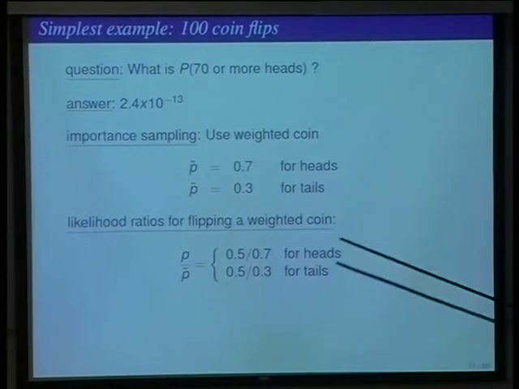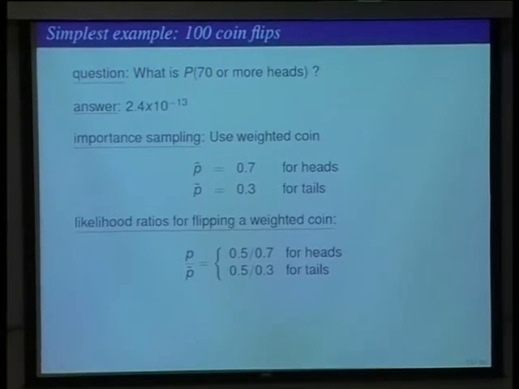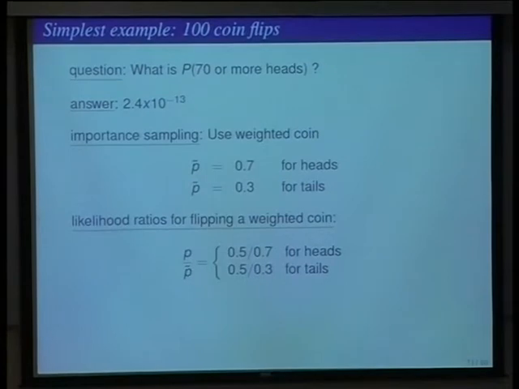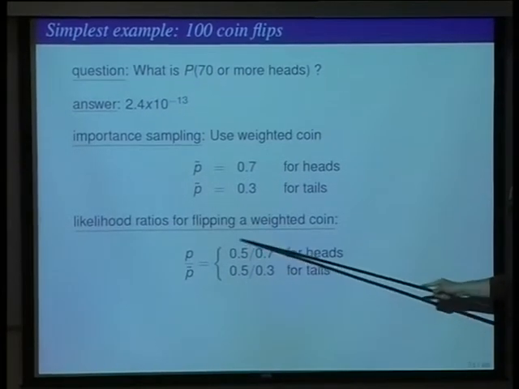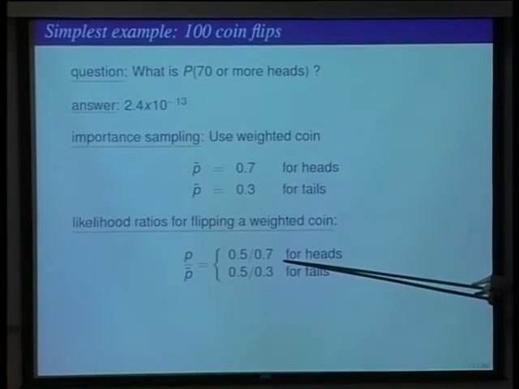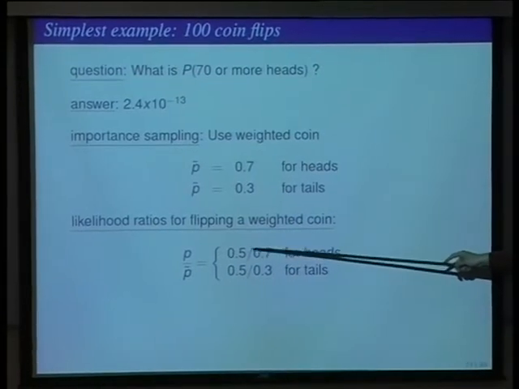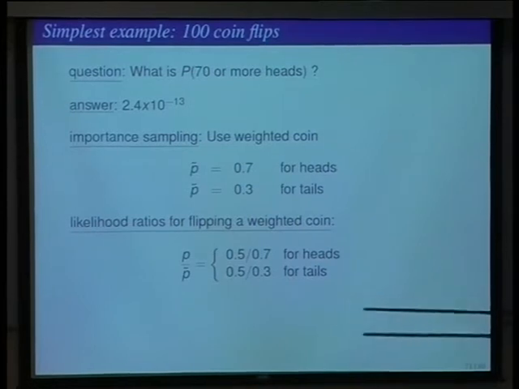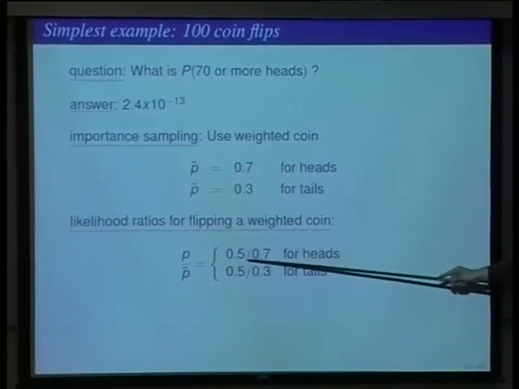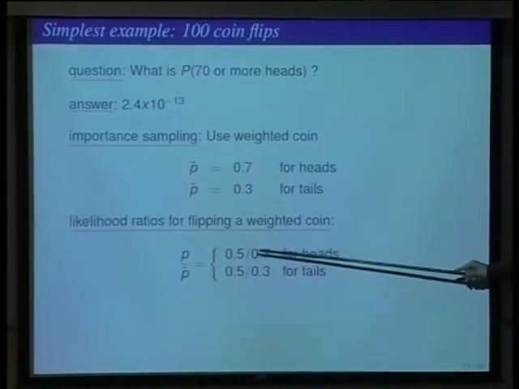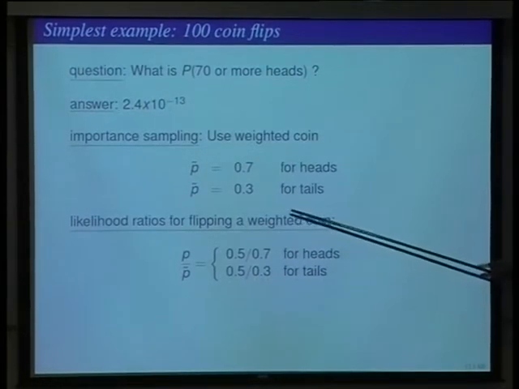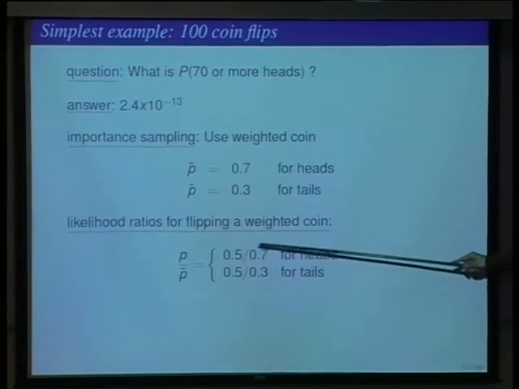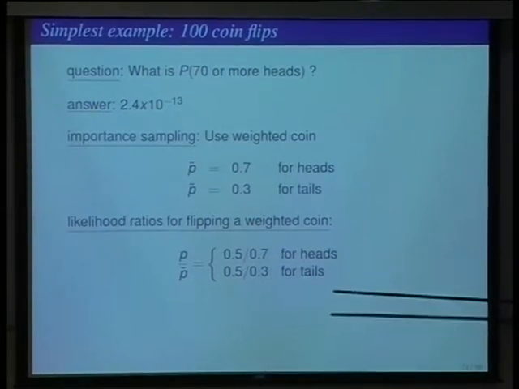Remember the idea of the likelihood ratio. How likely would heads have been if I had flipped a fair coin? I'm getting heads from my bias coin. How likely would that have been if I had flipped a fair coin? So it's going to be the ratio of those two probabilities, so 0.5 over 0.7. And here we can think about this. We're using this bias coin, this weighted coin. This likelihood ratio is correcting for our bias.